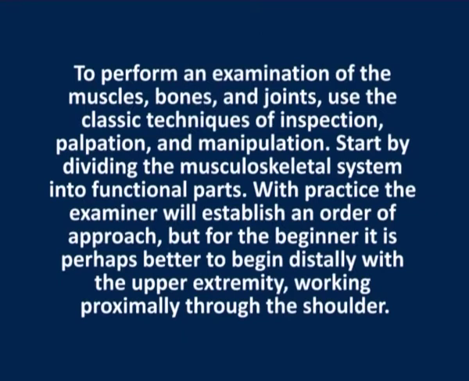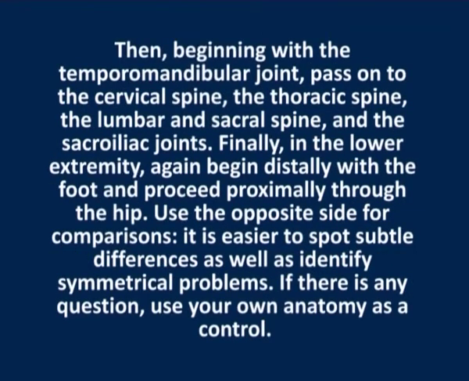Start by dividing the musculoskeletal system into functional parts. With practice, the examiner will establish an order of approach, but for the beginner, it is perhaps better to begin distally with the upper extremity, working proximally through the shoulder, then beginning with the temporomandibular joint, pass on to the cervical spine, thoracic spine, the lumbar and sacroiliac joints.